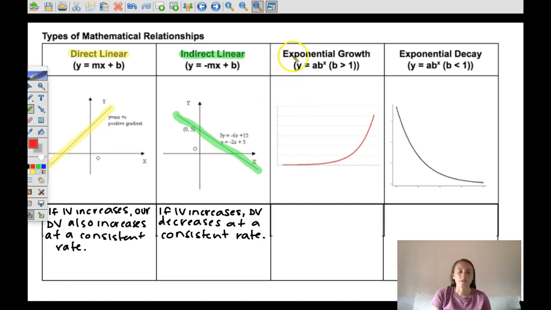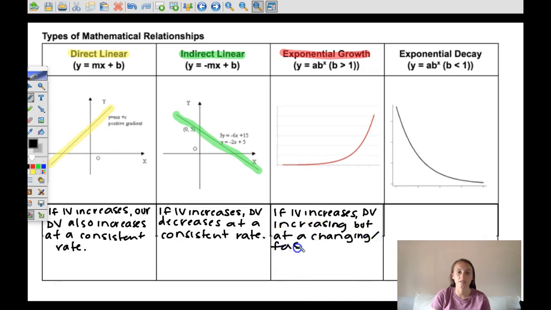Our third example is dealing with exponential growth. And in this particular example, if our independent variable increases, then our dependent variable is also increasing, but at a changing rate. And in this case, faster rate. So in exponential growth, the dependent variable is increasing, but it's not consistent. In fact, one could use the word accelerating to describe what's happening in this particular graph.